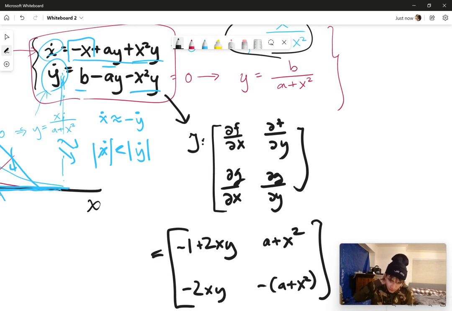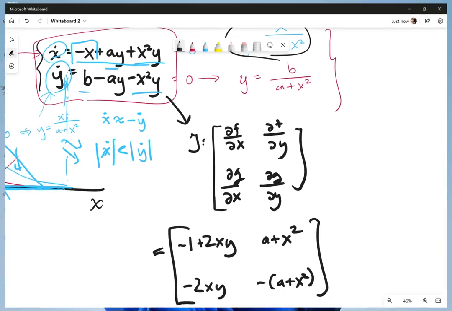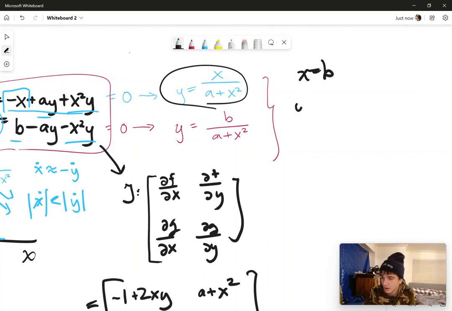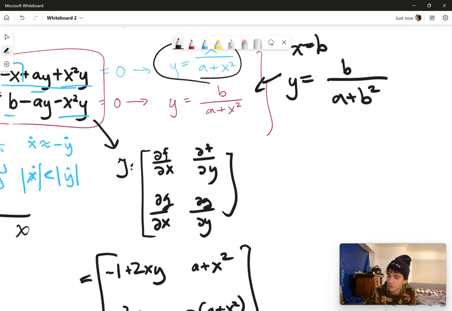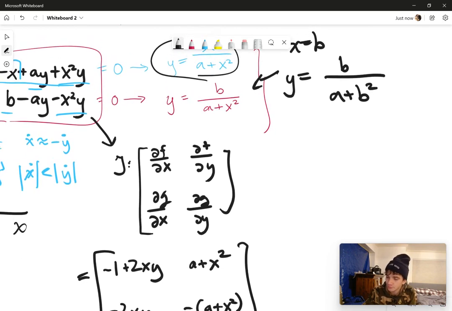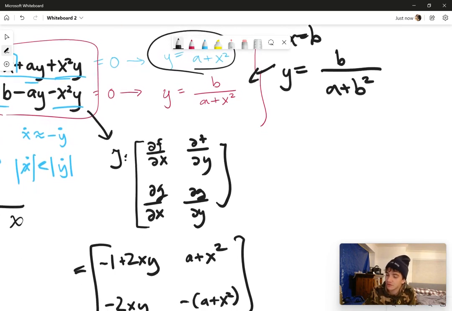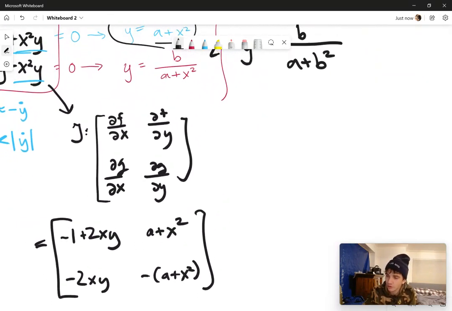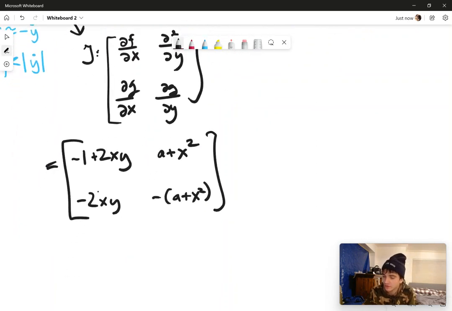All right. At our fixed point, we have precisely x equals b and y equals b over a plus b squared. You can plug that into either one of these two null line equations to give you the coordinates of the fixed point. Unfortunately, I'm just going to have to plug this in and chug. So before I plug everything in, I'm going to look at the determinant of the Jacobian and the trace.